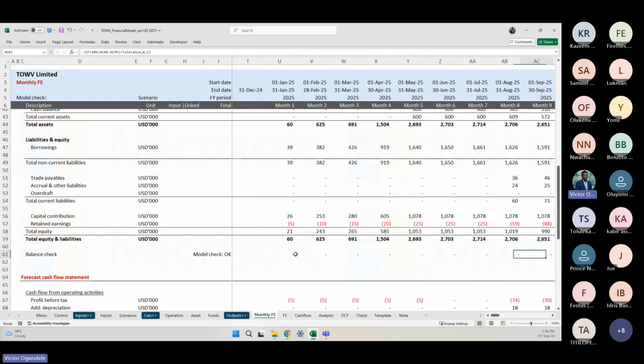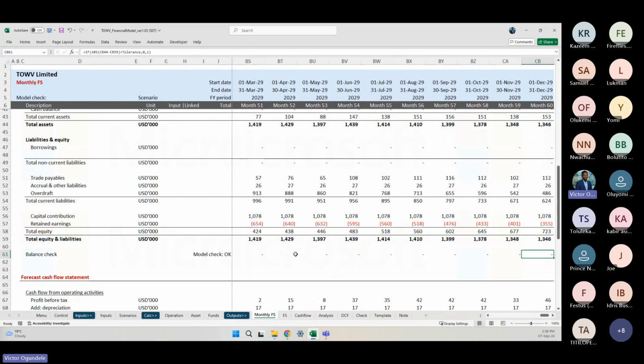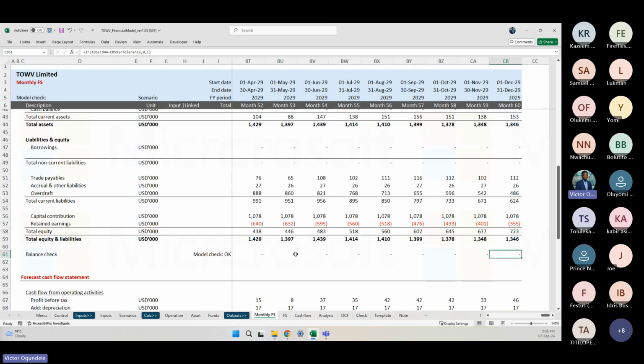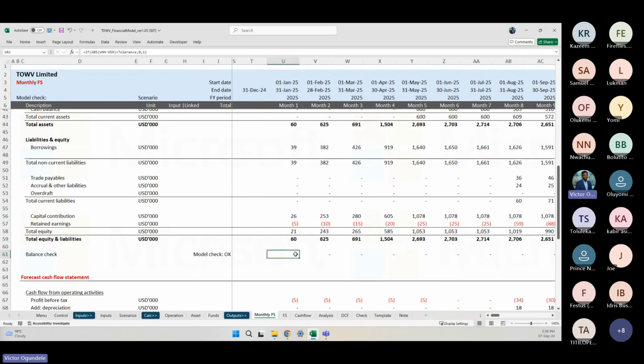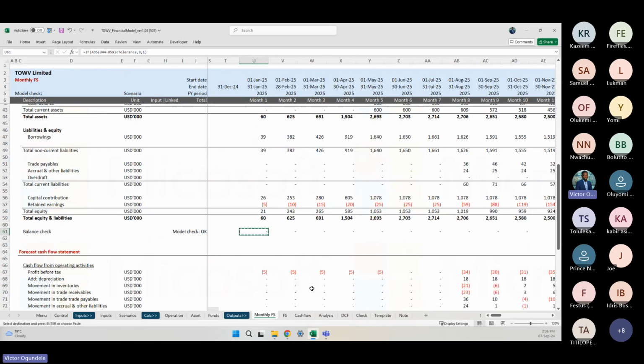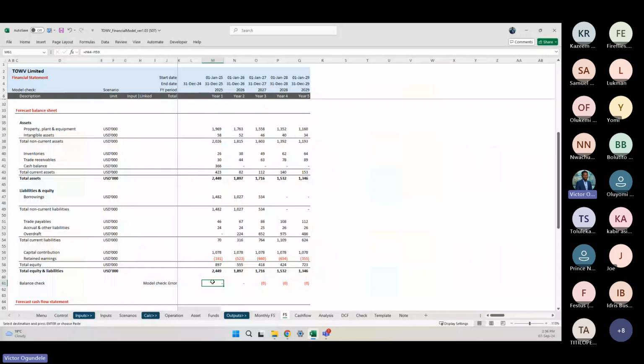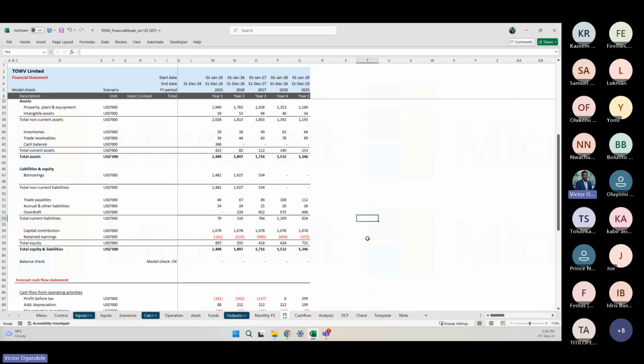So that will take charge of the whole rounding error. I can copy the same formula and put it under my annual financials and copy that across.